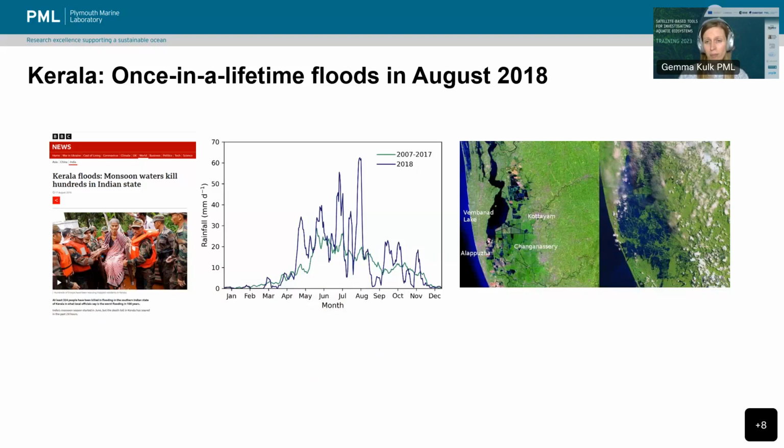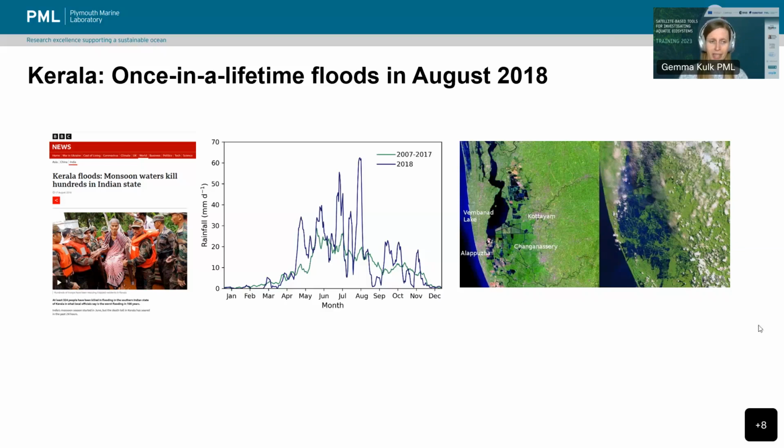So this extremely heavy monsoon season in 2018 caused once-in-a-lifetime floods in the Lake Vembanad region in August, with many people being displaced and over 300 lives lost. This was reported in news outlets worldwide, including the BBC in the UK.